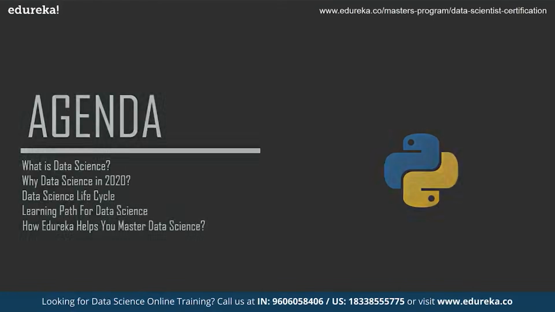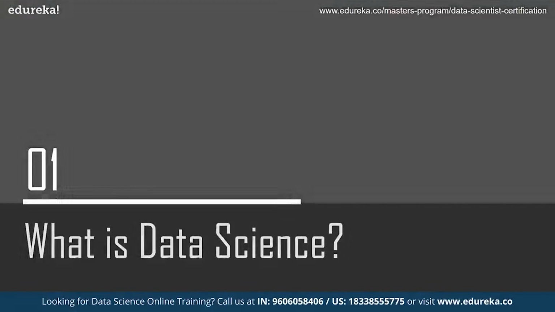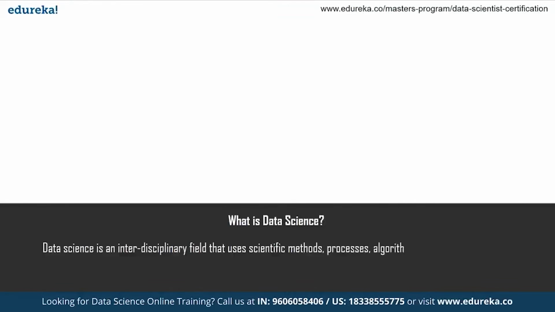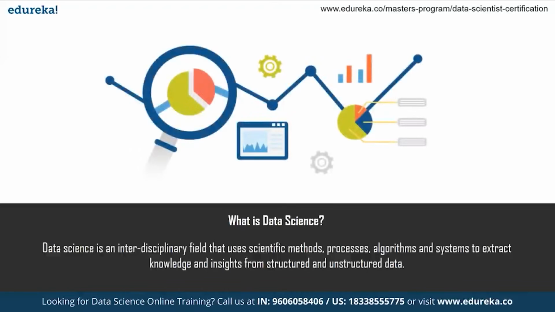Now, without any further ado, let us begin our session with the introduction to data science. So what exactly is data science? By definition, according to Wikipedia, data science is an interdisciplinary field that uses scientific methods, processes, algorithms, and systems to extract knowledge and insights from many structured and unstructured data. So data science is related to data mining and big data as well. Now to break it down in simple words, let me explain data science with a simple example.